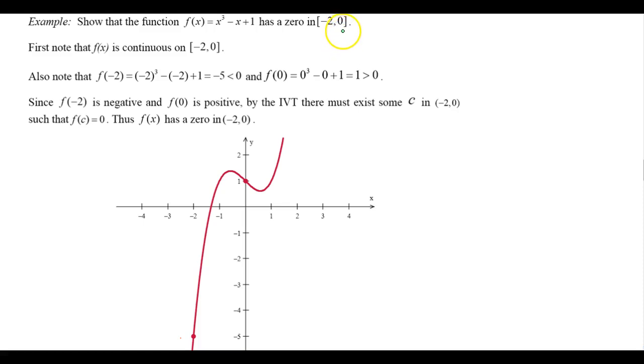zeros. So we have to start out by saying that f of x is continuous. So any polynomial is continuous everywhere. So we would have to write out really everything that I've written here. So first we're going to note that f of x is continuous on -2 to 0, and we should even write because f of x is a polynomial.